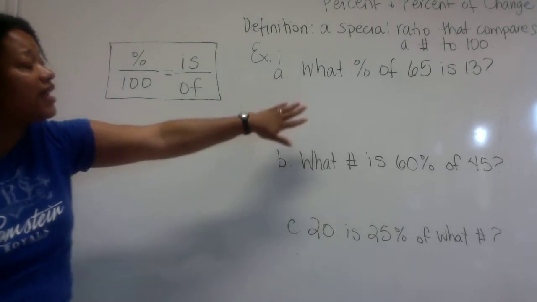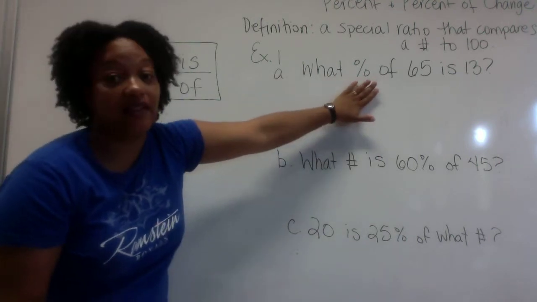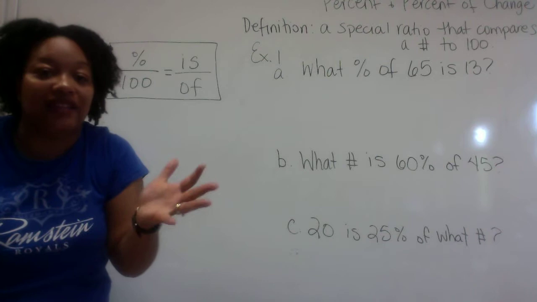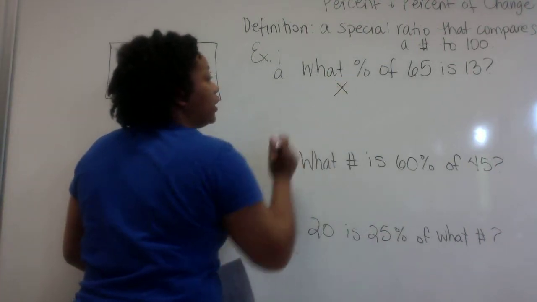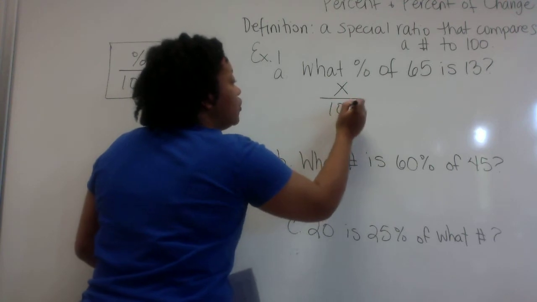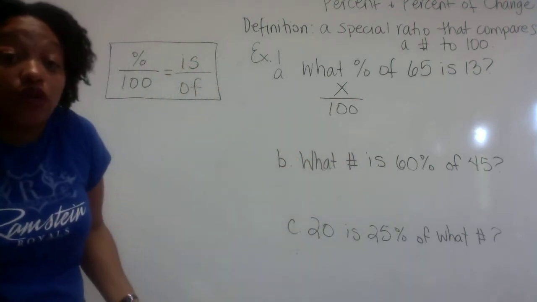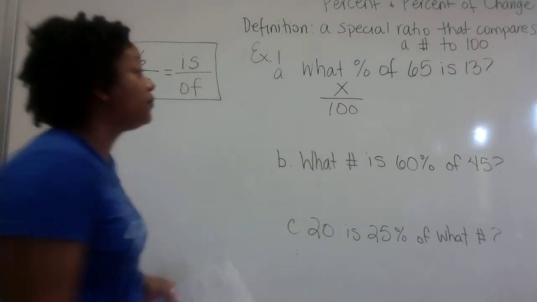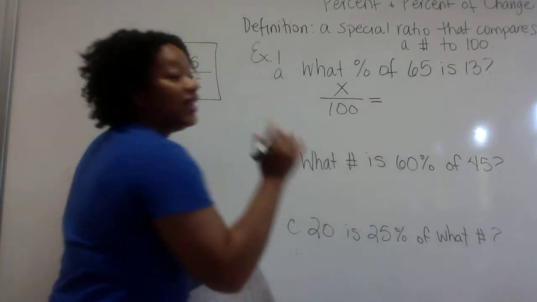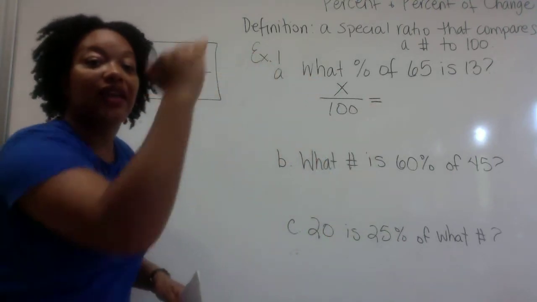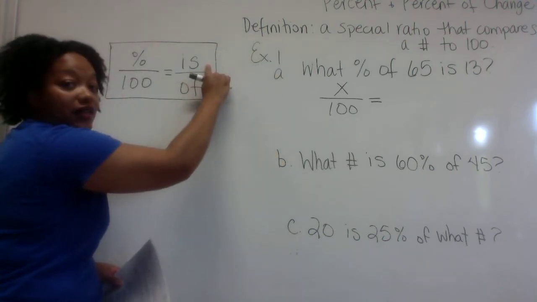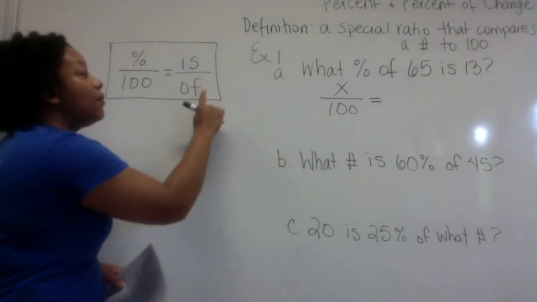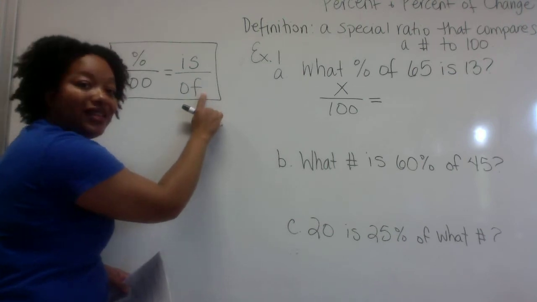In this case, they ask what percent. We don't know what percent. That's why they're asking. So that's where your X is going to go, over 100. What percent? Don't know. That's what we're trying to find out. Equal to is over of. Is over of. The number that follows the is the numerator. The number that follows the of is the denominator.